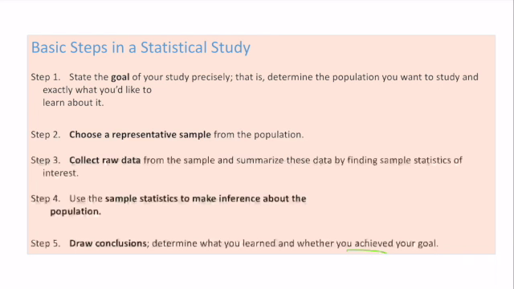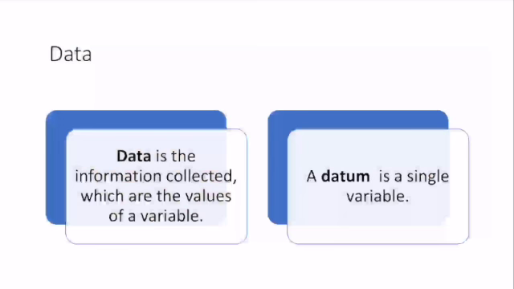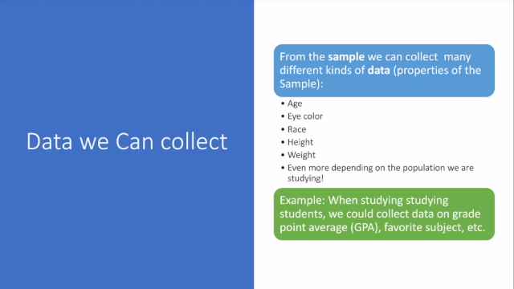So let's talk about the different types of data we could collect when we develop a survey. First off, data is the information collected, and those are the values of our variables. And a datum is a silly word, but it just means a single variable. So types of data we can collect, I'd said this before, when it comes to people, we could talk about age, race, height, weight. We could even study students' GPA or favorite subjects. There's lots and lots of information we can collect.